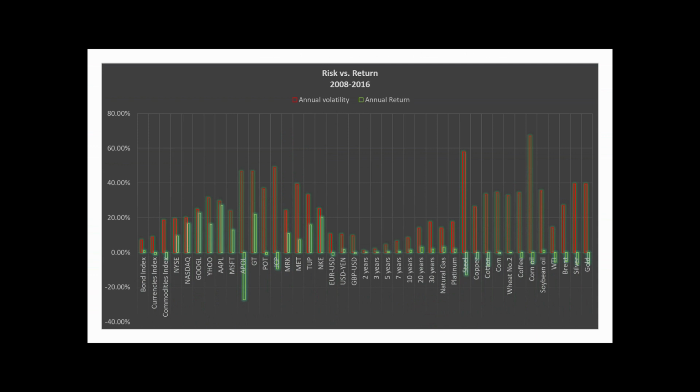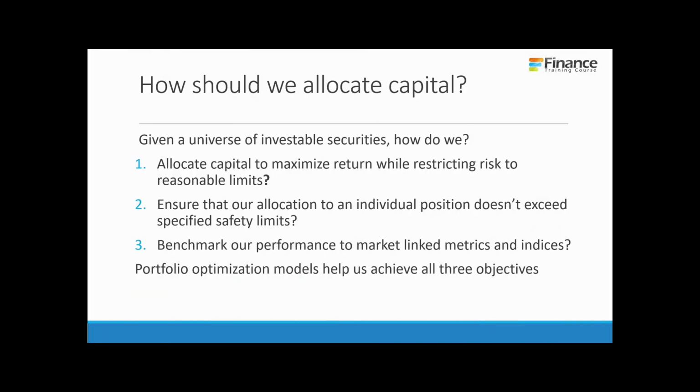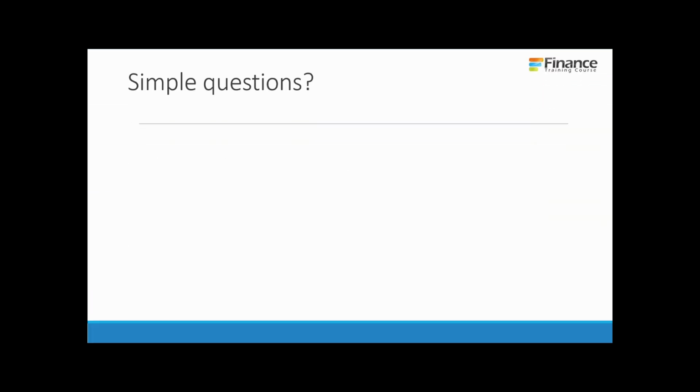Given a universe of investable securities, how do we allocate capital to maximize return while restricting risk to reasonable limits? How do we ensure that our allocation to an individual position doesn't exceed specified safety limits? How do we benchmark our performance to market-linked metrics and indices? Portfolio models help us achieve all three objectives.